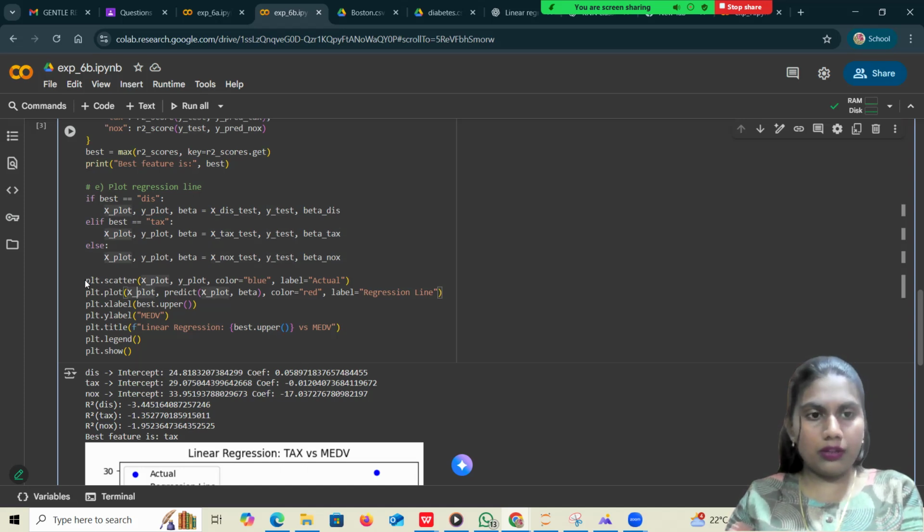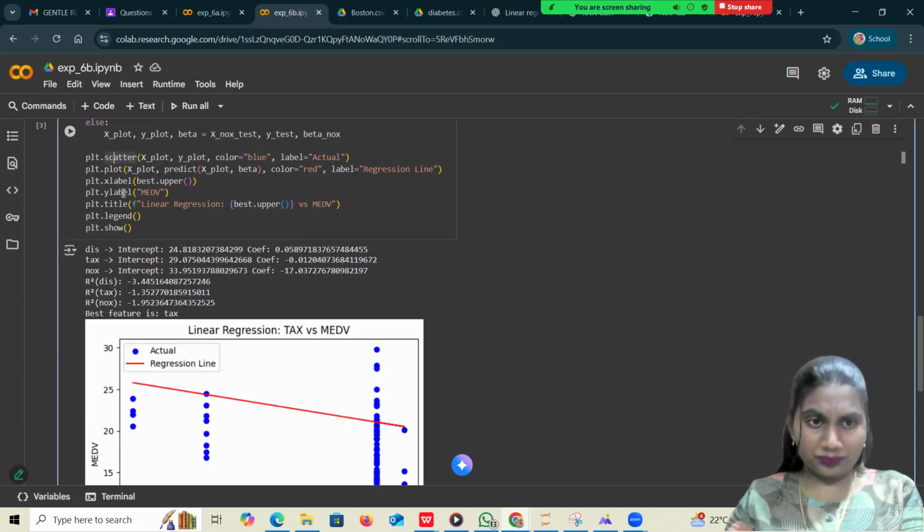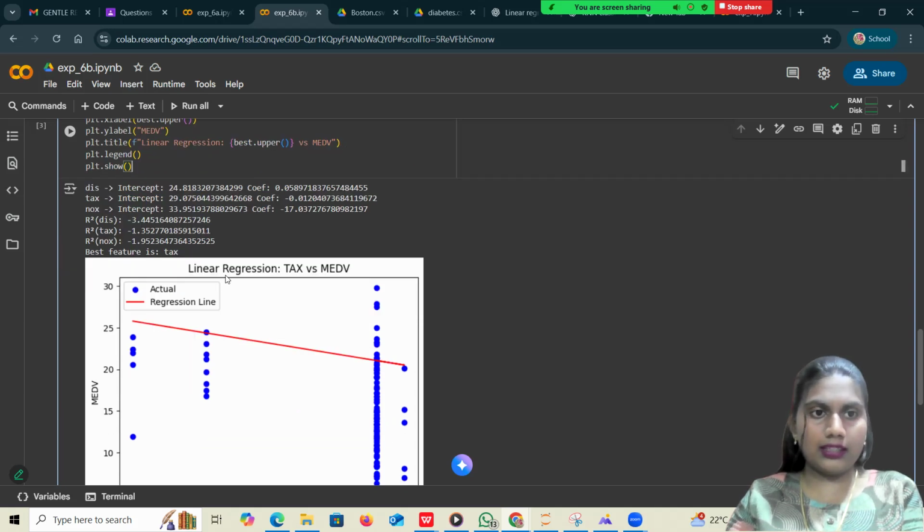Then we are using a scatter plot for this, then a line plot, giving the x label as best and y label as MEDV, and the title is going to be linear regression, and we are going to plot it, and we are getting the output.